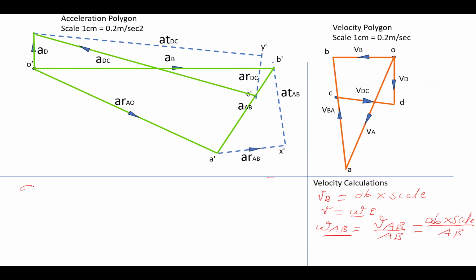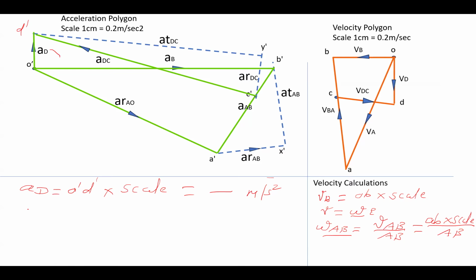Let's consider they are asked to find out the acceleration of slider D. Now to find out the acceleration of slider D, you have to measure this, this is the D dash. You have to measure O dash, D dash vector, multiply this with the acceleration scale, and that will give you the acceleration in meter per second square. This is the linear acceleration. The same formula you can use for any link to find out the acceleration.